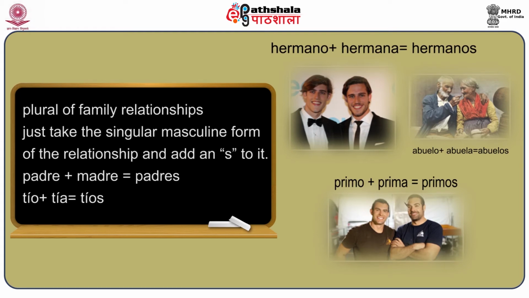Same way, tío is uncle and tía is aunt. So if I say tíos, it means both uncle and aunt. And hermano is brother and hermana is sister. So if I say hermanos, it will mean both brothers and sisters. Same way, abuelo and abuela. So if I say abuelos, it will mean grandparents. And primo and prima. So if I say primos, it will mean cousins, which includes both genders.